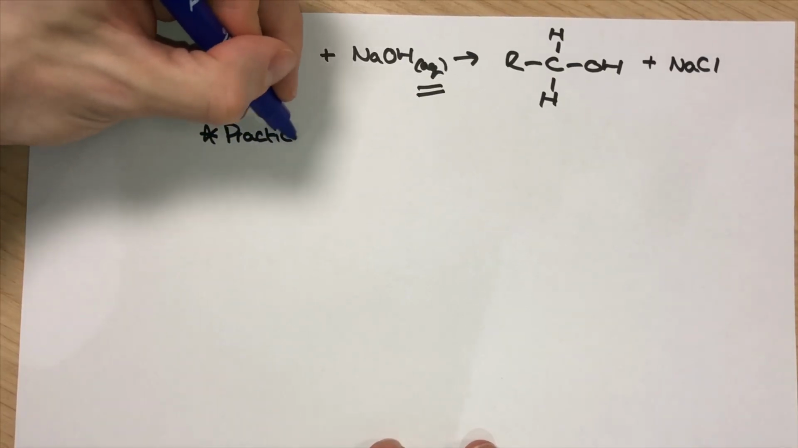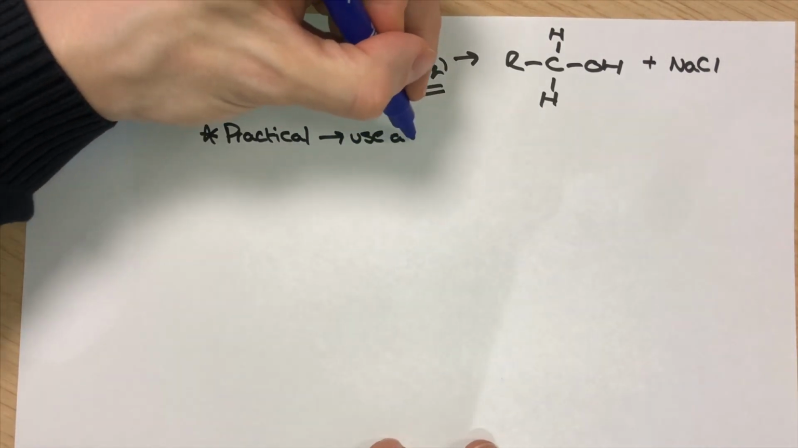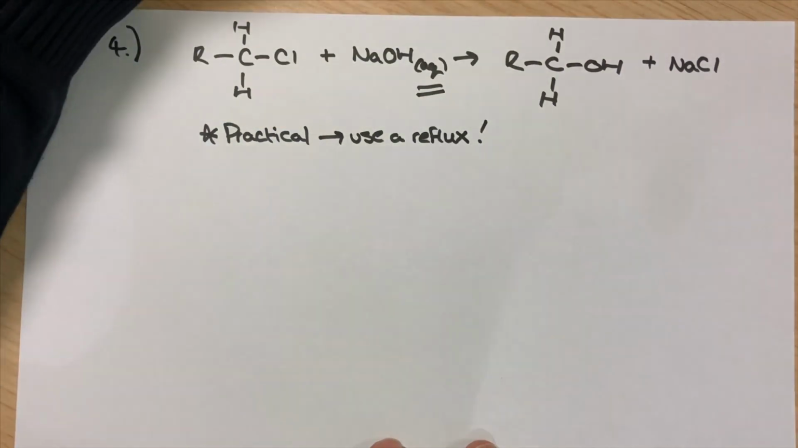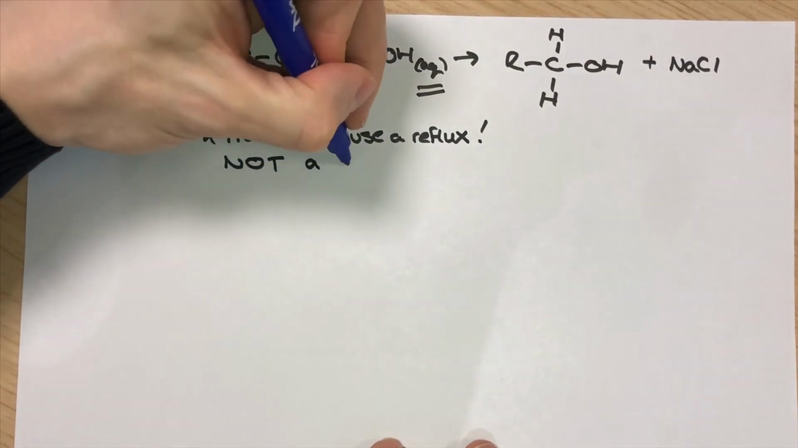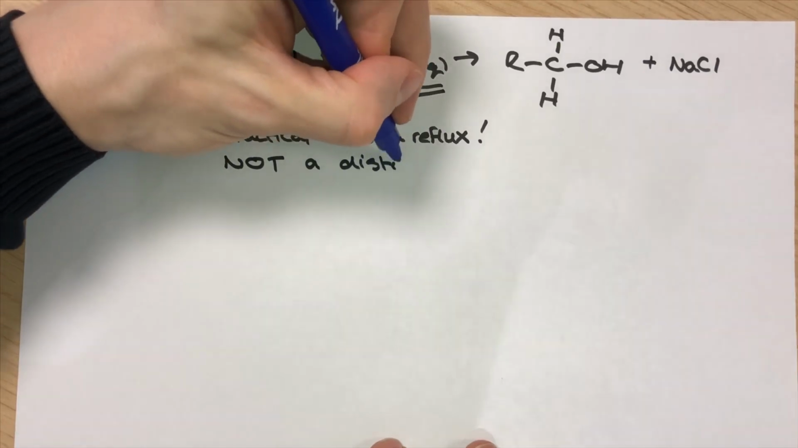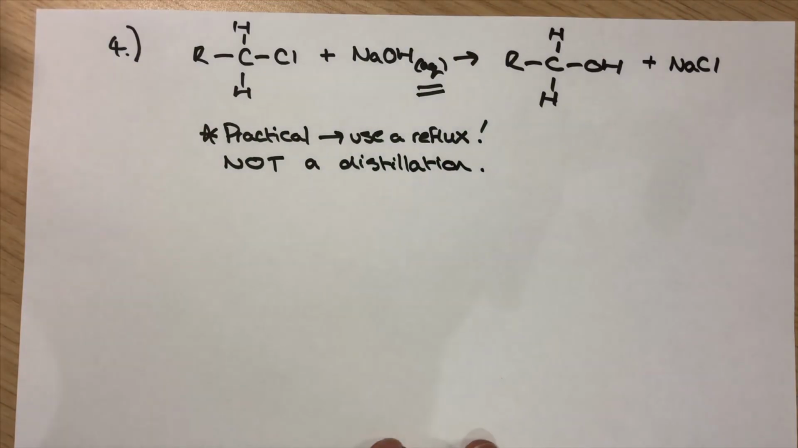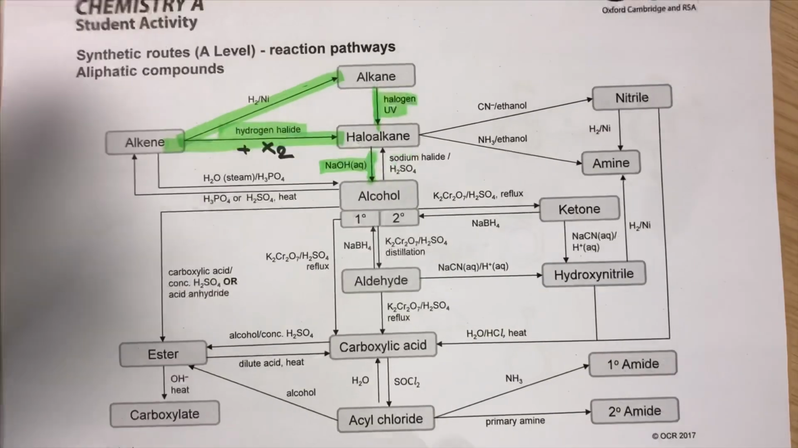Now, as a practical point for this one, we need to be really careful that we use a reflux instead of a distillation. This did come up in an exam. You can't suggest a distillation for this because the product containing an OH functional group is going to have hydrogen bonding between its molecules, and so it's going to have a higher boiling point than the reactant. The reactant is more likely to evaporate and be collected if we do a distillation.